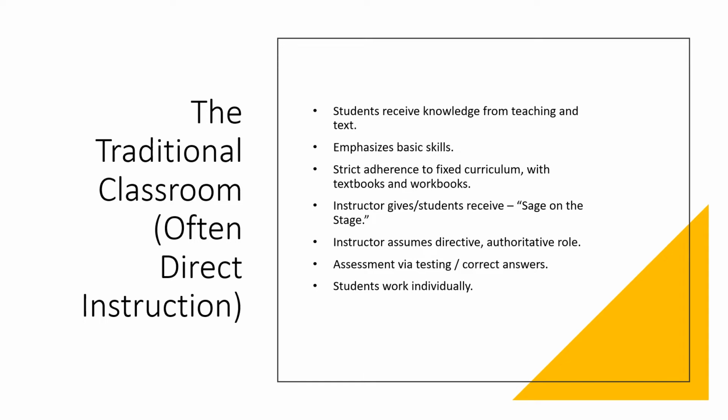When you think of the traditional classroom, you are probably thinking about direct instruction. You'll recall from last week that we learned that in direct instruction, students receive knowledge from teaching and from reading text. Direct instruction emphasizes basic skills. Usually there is a strict adherence to a fixed curriculum with textbooks and workbooks. Instructor gives the information and students receive the information. This is sometimes called the sage on the stage model.